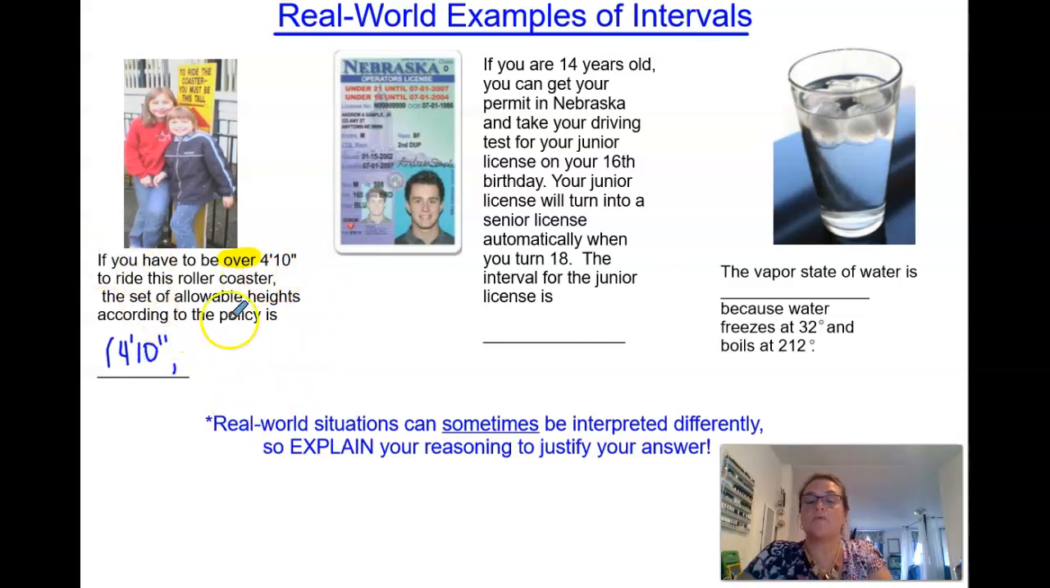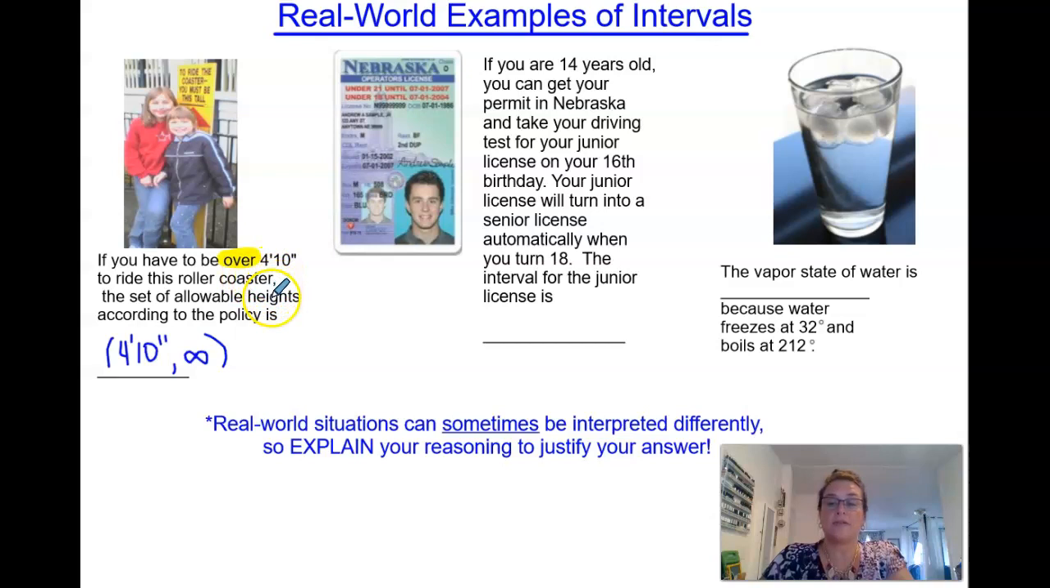And when we're reading this policy, there's nothing that says there's a limit or an upper bound. It just says they have to be over. So technically, according to what's written, this would be to infinity, and then we would end that interval with a parenthesis, and that's a strict interpretation. Now you'll notice down here it says real-world situations can sometimes be interpreted differently, so explain your reasoning. So I just explained my reasoning for having an upper bound of infinity based on the fact that there's nothing written in the text that says otherwise.